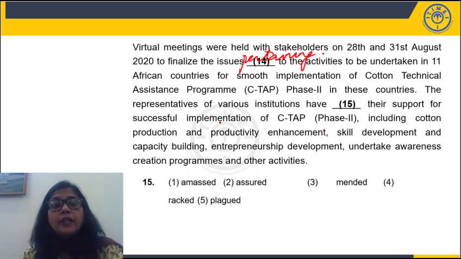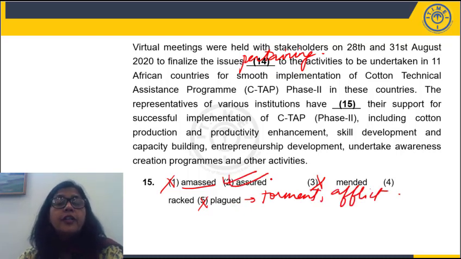Now the 15th one. The representatives of various institutions have dash their support for successful implementation. Have given their support or have, yes, something like that. So amass their support? No, you can amass wealth, right? You can't say that I have amassed their support, right? Mended, ruled out, doesn't fit in at all. Racked, no. Plagued, no, right? Plagued is a negative word generally related to, to torment or afflict.